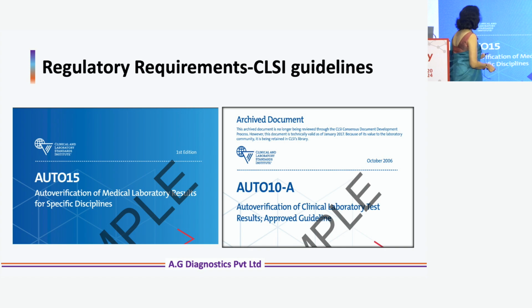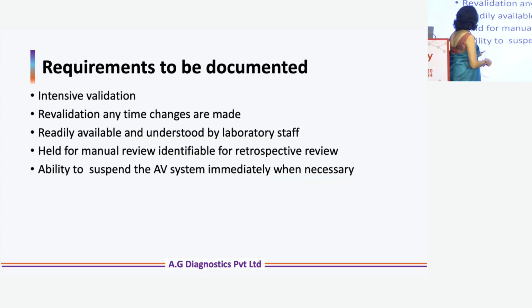CLSI has two documents. This was an older one, auto verification of clinical laboratory test results approved guideline, and now there's AUTO15, auto verification of medical laboratory results for specific disciplines. So here it is talking about what you do in hematology, what you do in clinical chemistry, etc. The requirements to be documented, there is the intensive validation that you do, revalidation anytime changes are made. All this should be readily available and understood by the laboratory staff. The results which are held for manual review should be identifiable for a retrospective review, and ability to suspend the AV system immediately when necessary.